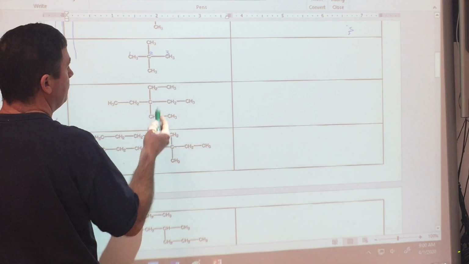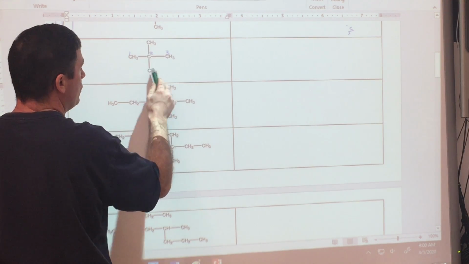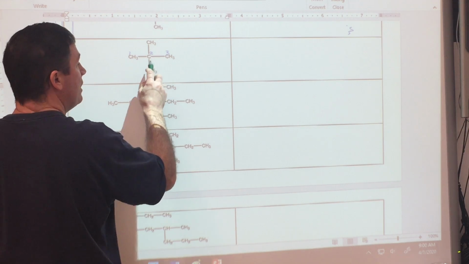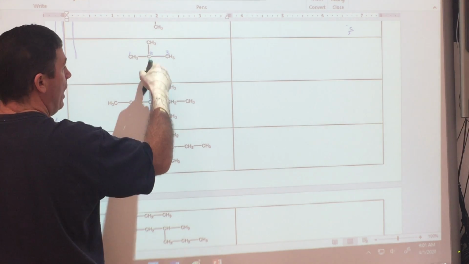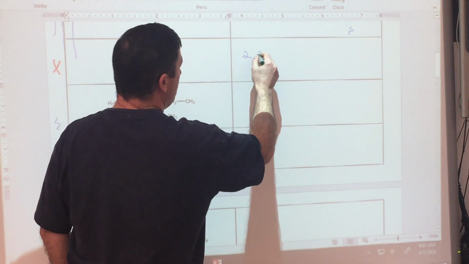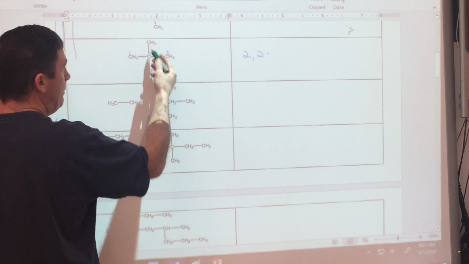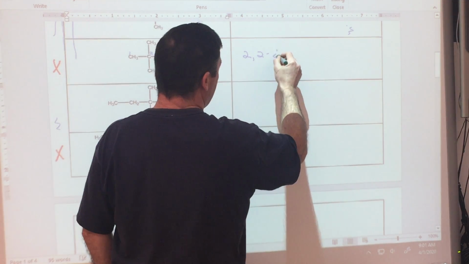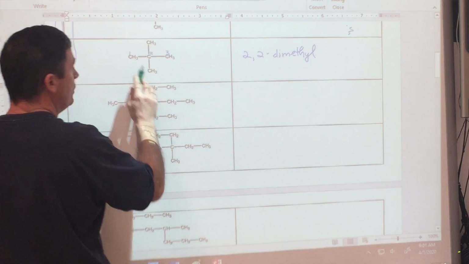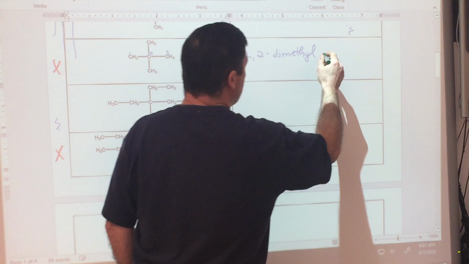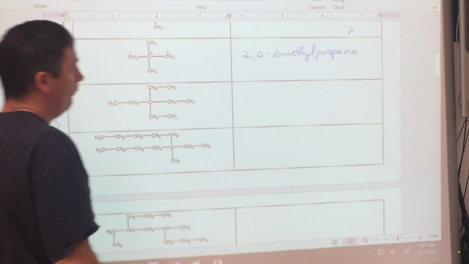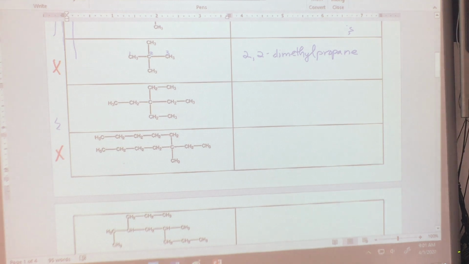1, 2, 3. And each of the substituent groups coming off of that second carbon is a methyl group. So I've got 2 of them, both coming off of the 2. 2, 2. My prefix for 2 is di. They're both methyl groups. And what's my long? 3. 2,2-dimethylpropane. Okay, hopefully that wasn't too bad.